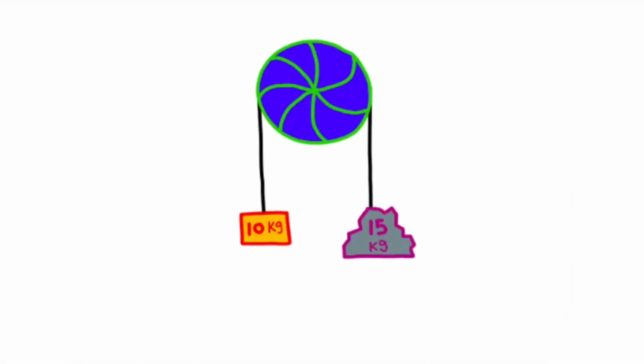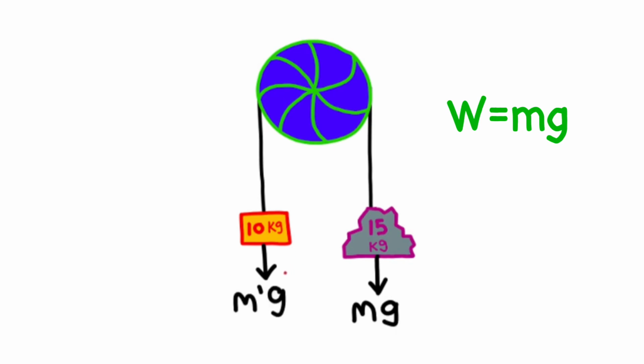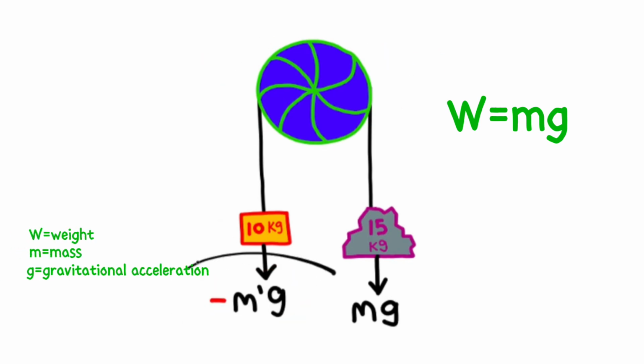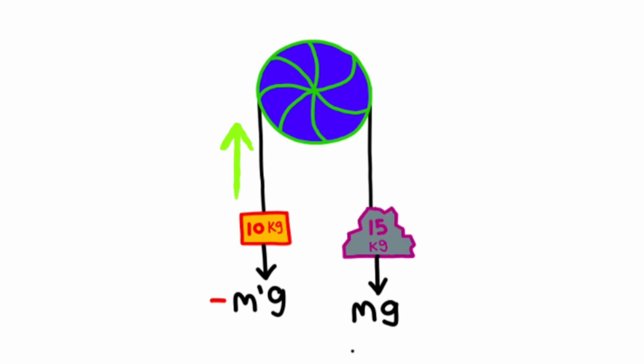The object being lifted experiences a downward force due to gravity, which is the weight of the object. This can be represented in the formula W equals mg, where W is the weight of the object, m is the mass of the object, and g is the acceleration due to gravity. To lift this object, an upward force via the tension in the rope must counteract the weight.